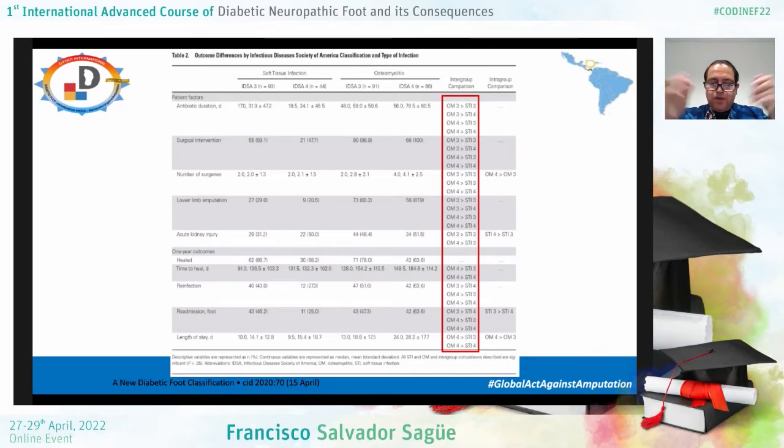This table shows how grade 3 with compromised bone has a greater use of antibiotics, a longer hospital stay, a higher risk of amputation, a greater number of surgeries, and a longer evolution time than a grade 4 with only compromised soft tissues.